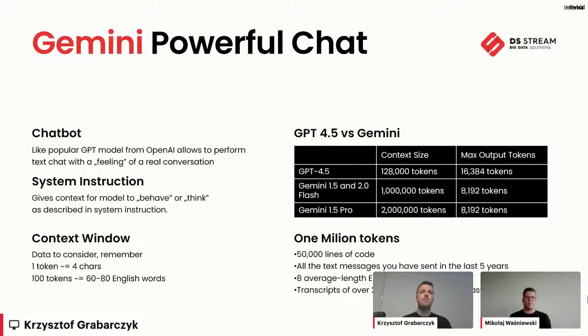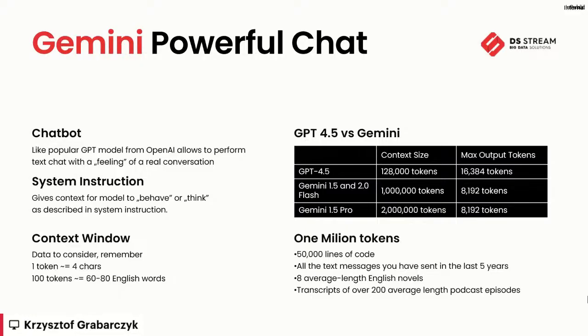When it comes to a comparison between GPT 4.5 and various Gemini models, Gemini Flash, our family of models, has around 1 million tokens of available context window, so it is 8 times more than the normal GPT 4.5 context window. When it comes to the Gemini Pro version, it is 2 times more, so it's 16 times more than GPT 4.5.